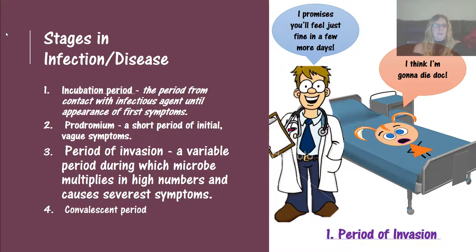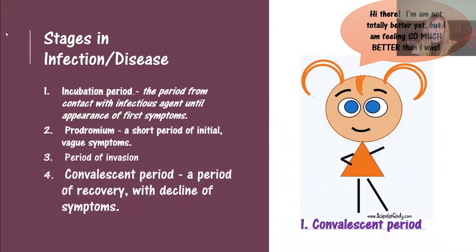The next period is the period of invasion. This is a variable period during which the microbe multiplies in high numbers, and this causes the severest symptoms. Here, the patient thinks they're going to die. The last stage is called the convalescent period. This is the period of recovery with a decline of symptoms. You can see here that the patient is beginning to feel better.